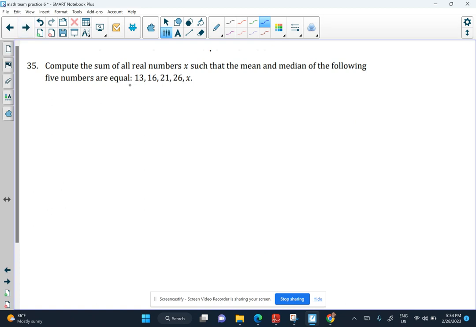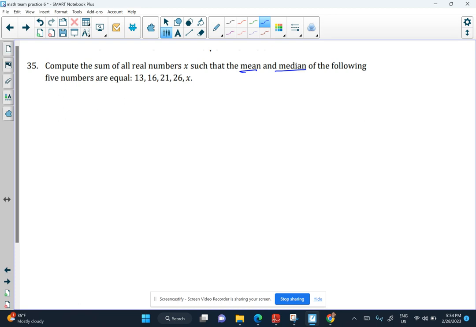So I'm going to do this as the last problem, especially being a stat teacher. The mean and median is something I should really do. I want to compute the sum of all real numbers x such that the mean and the median of the following 5 numbers are equal. So where do I begin?